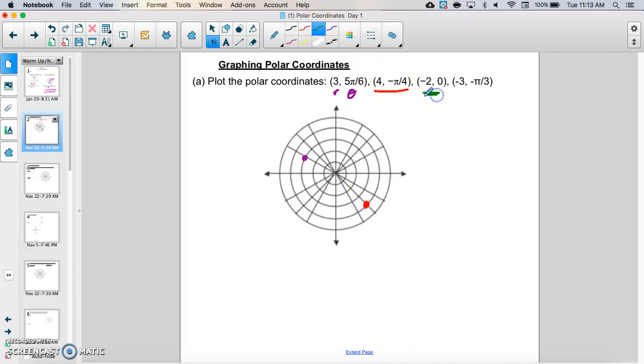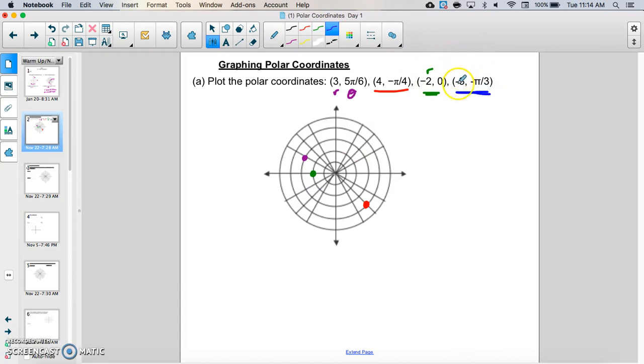For -2, 0, now you can see our r has changed from a positive number to a negative number. So my r is now negative. So instead of counting out 2 circles in the positive direction, I'm going to now count out 2 rings in the negative direction. And then my degrees is 0, so I'm just going to have my point be on the 0. It's a little bit easier to see when I have an angle.